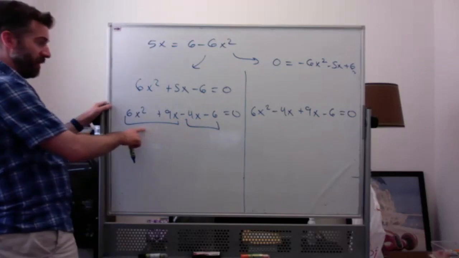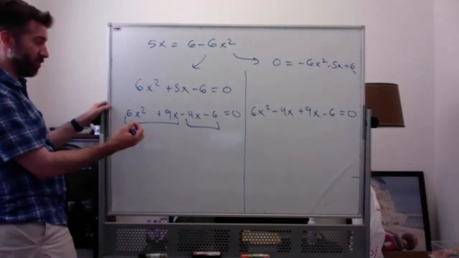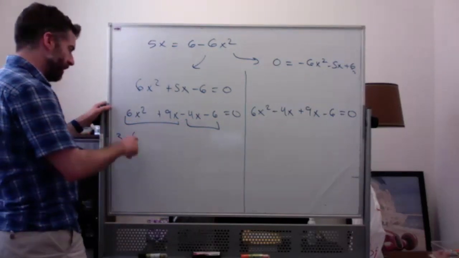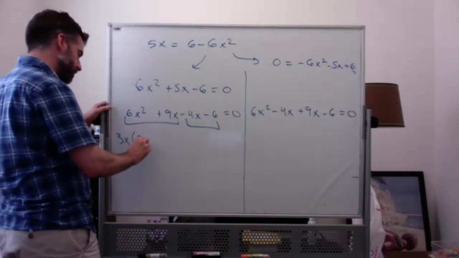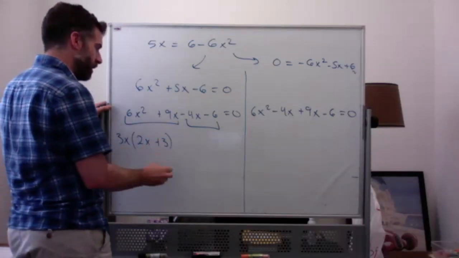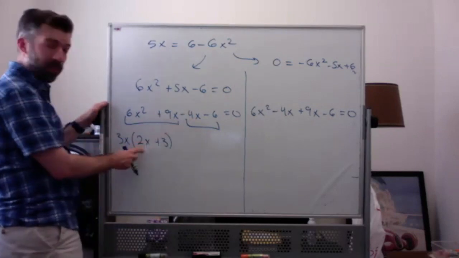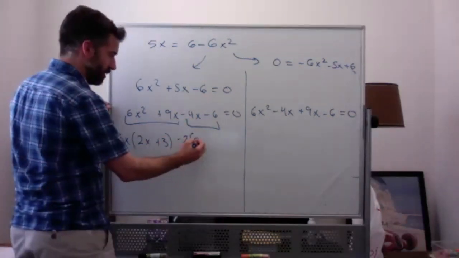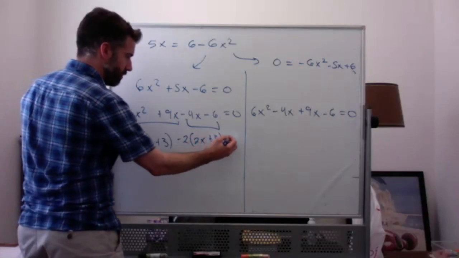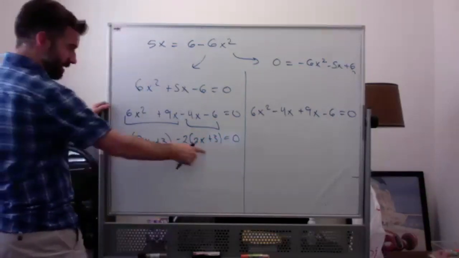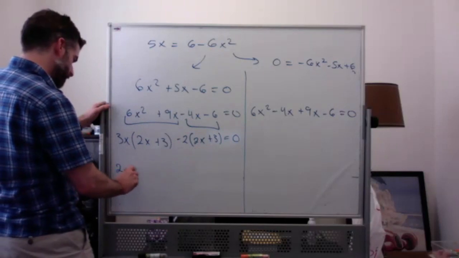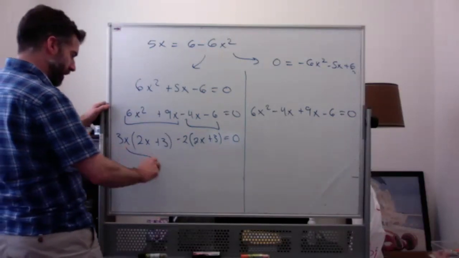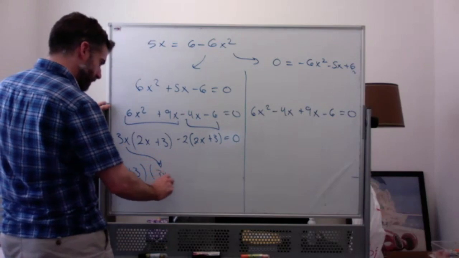Here, factoring by grouping, I factor out the biggest thing I can, which is a 3x. I'm left with a 2x plus 3. Here, since I know I want to leave behind a positive 2x, I'm going to factor out a negative 2. I'm left with a 2x plus 3. I then factor out the 2x plus 3. I'm left with a 3x and a minus 2.